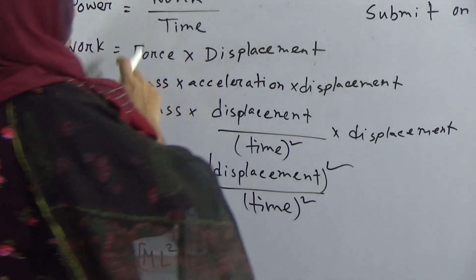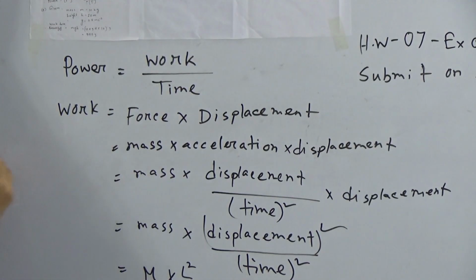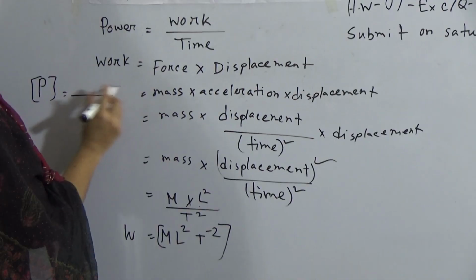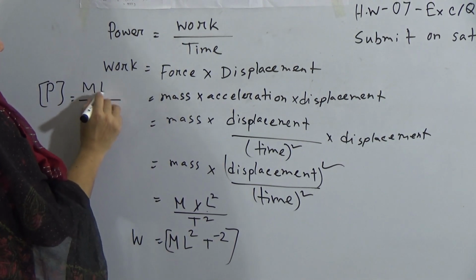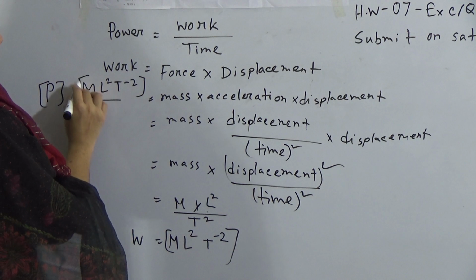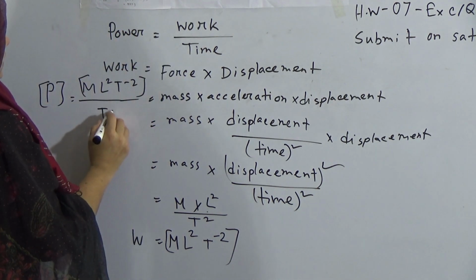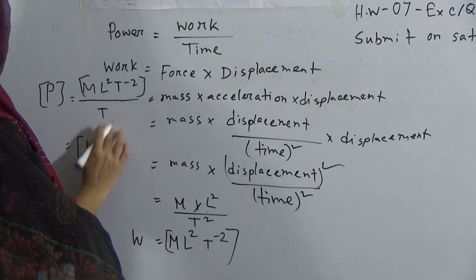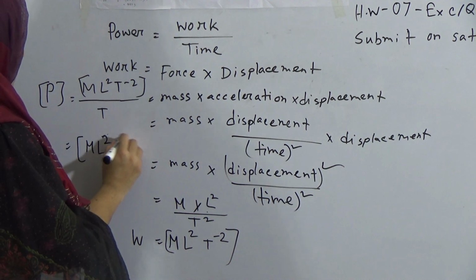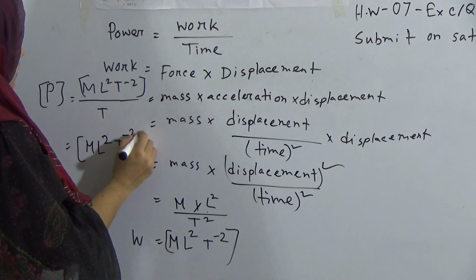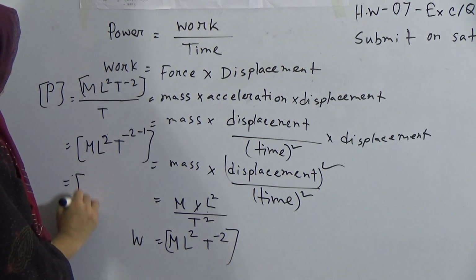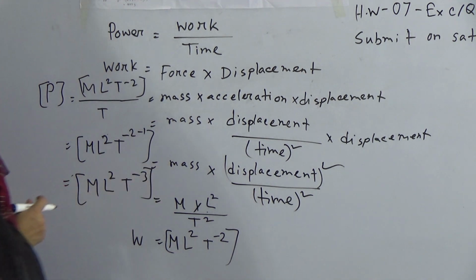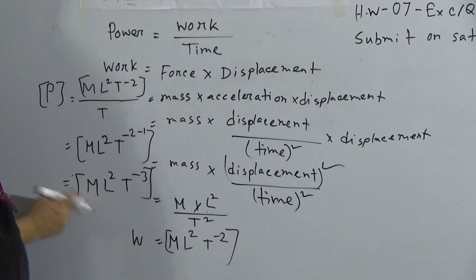Then write the power equals work divided by time, that means the dimension of power P equals work, that means M L square per T square divided by time, that means T. So, write M L square per T to the power of minus 2 minus 1, that means minus 3. So, M L square T to the power of minus 3. Okay, this is the dimension of power.